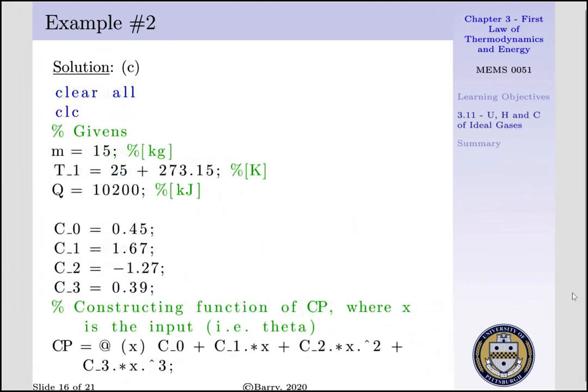Now, for part C, we are going to repeat most of our problem statement. We're going to have our givens, we're going to have C0 through C3, and we're going to have an expression for our constant pressure specific heat as a function of theta, i.e. our variable x.